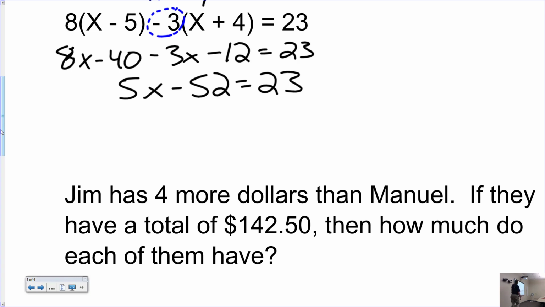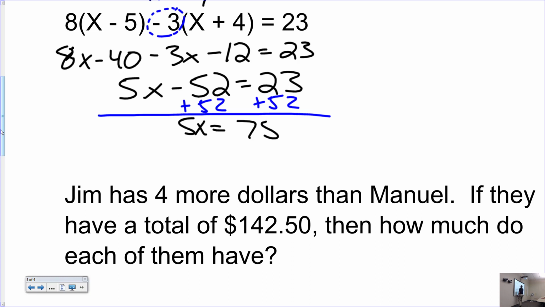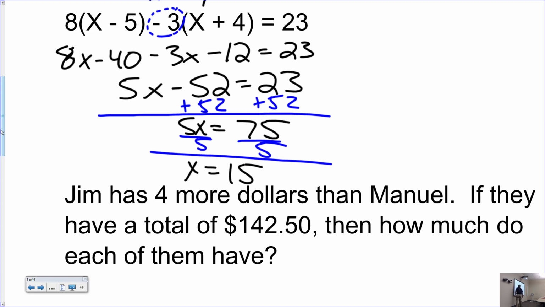And then last, not quite last but not least, now you've got it simplified into a straight problem that we've worked a few times. Add 52. 5x is 75. And last but not least, divide by the 5. X is 15. Okay? So again, this is as scary as the algebra gets, folks. This is it, okay? But you gotta be able to do it.